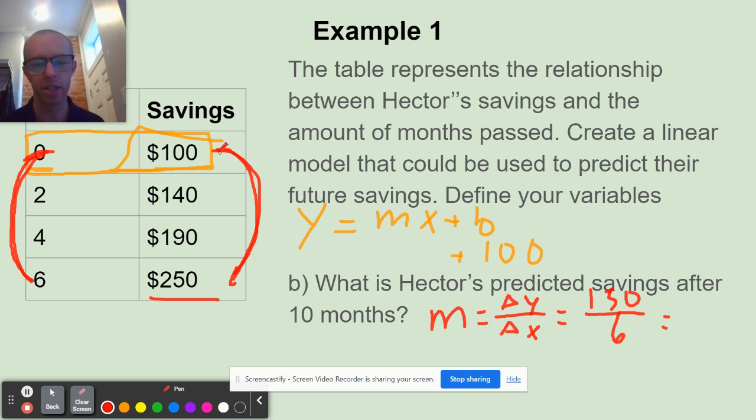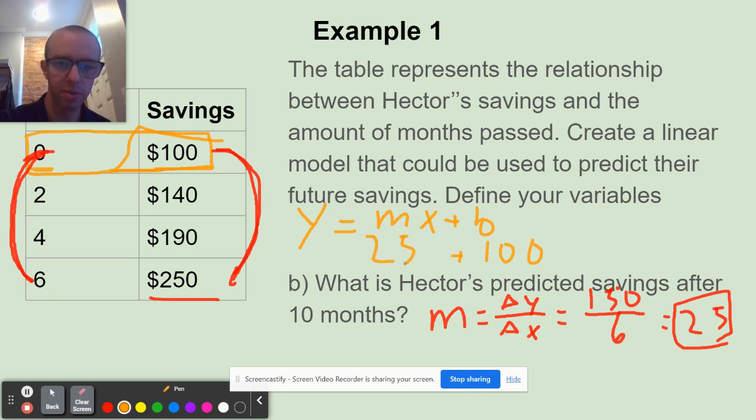Here we don't have a constant rate. We can still find an average rate of change. So I do 150 divided by 6, and that is 25. So on average, he is saving $25 per month. Does he save $25 every month? No. Is that the average? Yes. So we can plug this into the equation. Into the m goes 25.